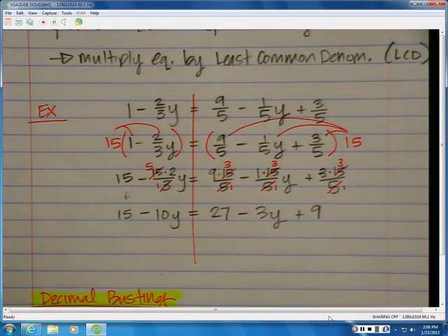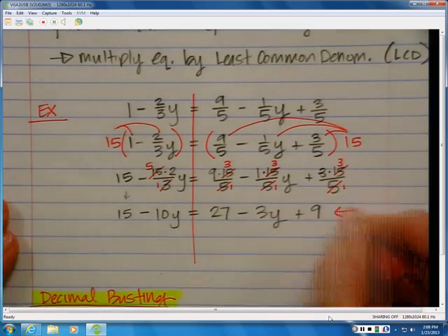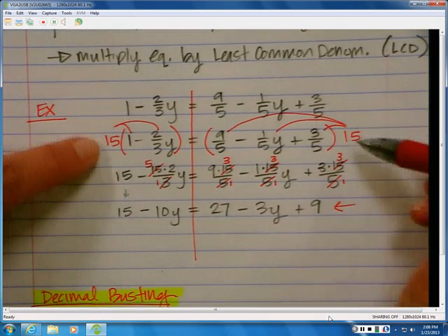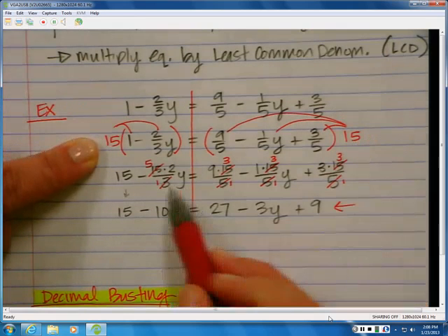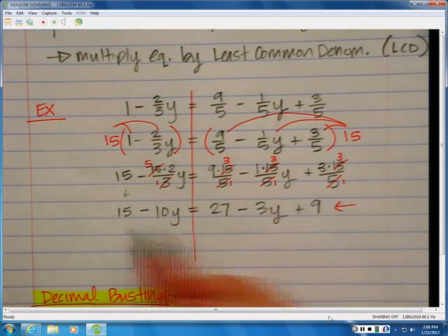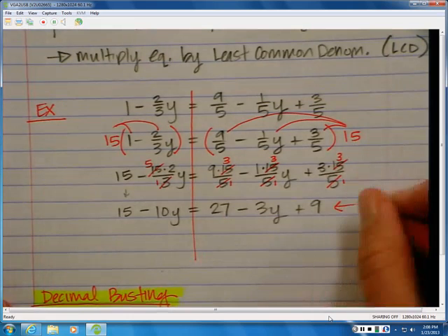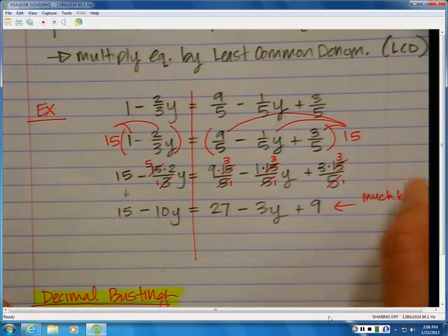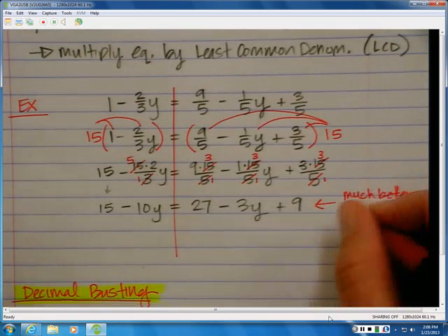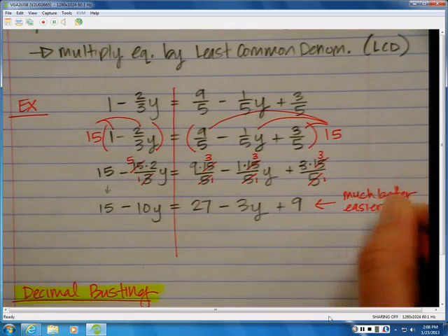I definitely know how to deal with this. And so what we did was we took our original equation and multiplied through by the least common denominator, which was 15. And that cancels out all of the denominators and leaves me with a problem that looks exactly like this. This is much better. It's easier to solve. And that makes us happy.